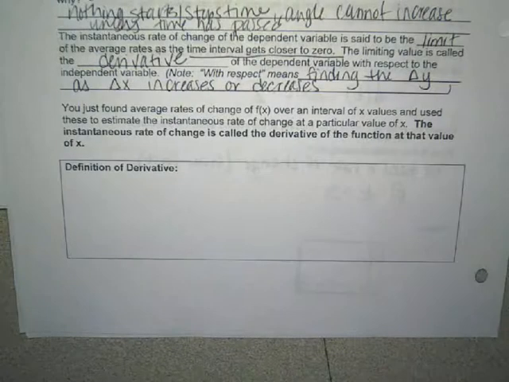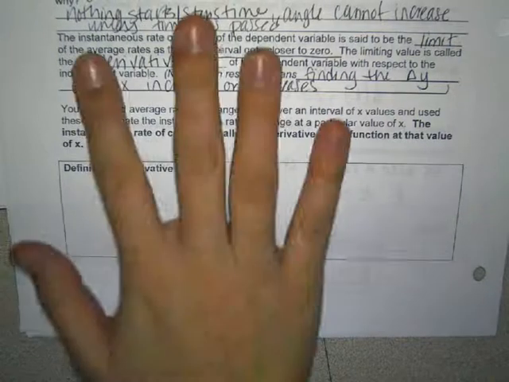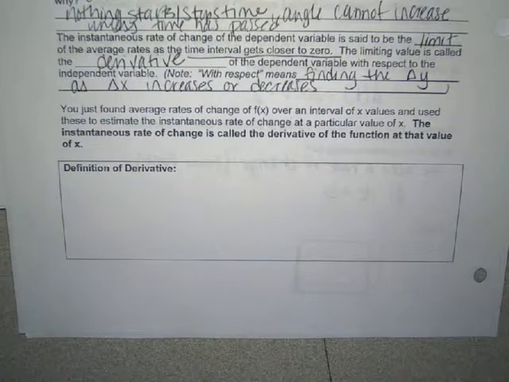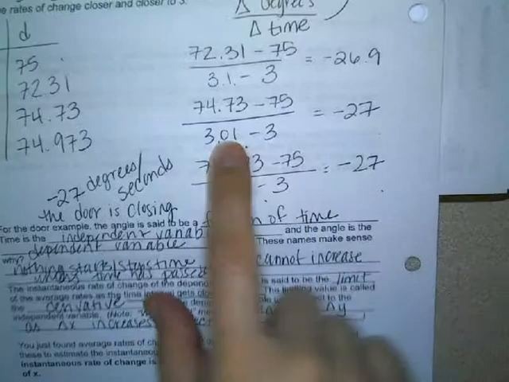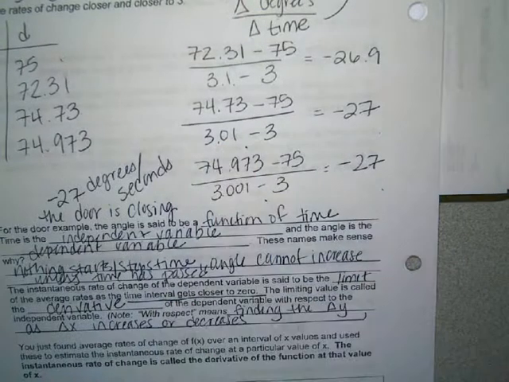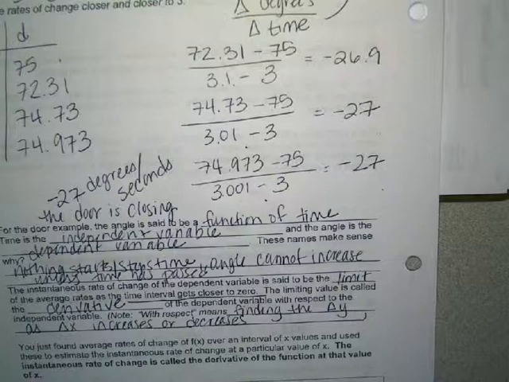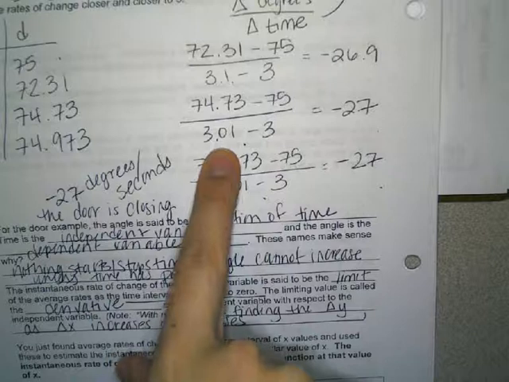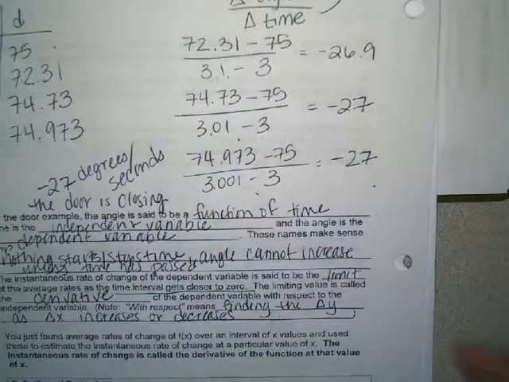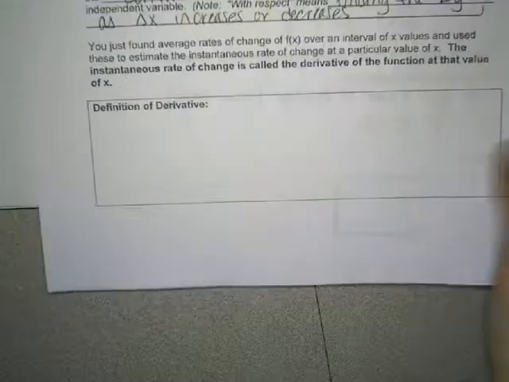All right, so we just found average rates of change of f of x over an interval of x values and used these to estimate the instantaneous rate of change at a particular value of x. That's really wordy, but we can't find the instantaneous rate of change right now because we cannot plug in 3 here. Instant means at the instant of 3. So there's no adding or subtracting. It's just how fast is it going at 3. But we can't plug 3 into this. So we just have to estimate, and this is how we estimate. Eventually we'll come across some rules that allow us to find the instantaneous without having to estimate anything.